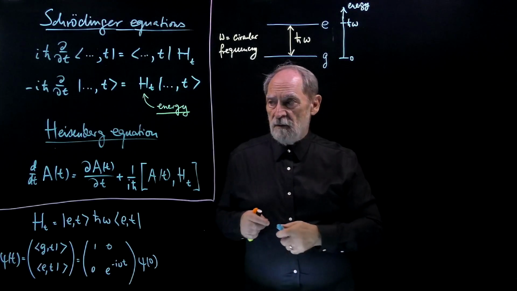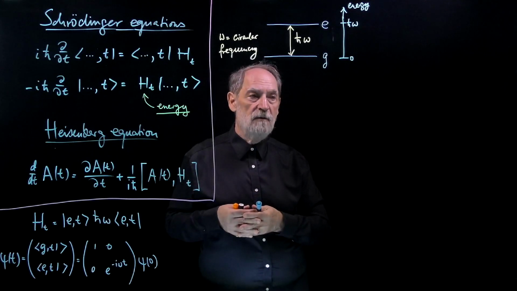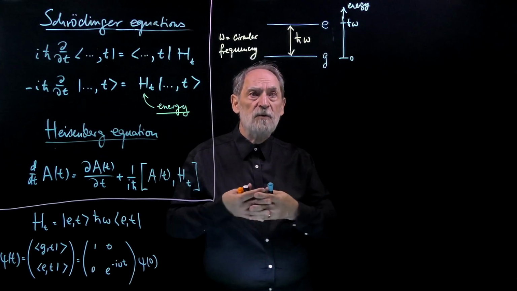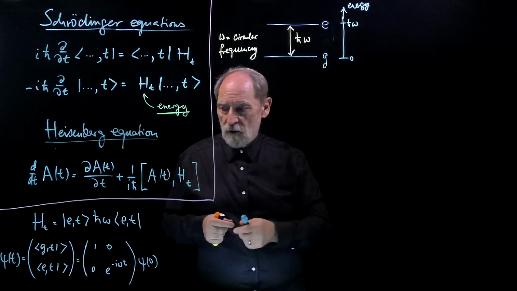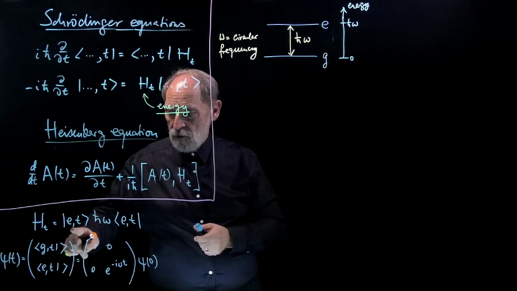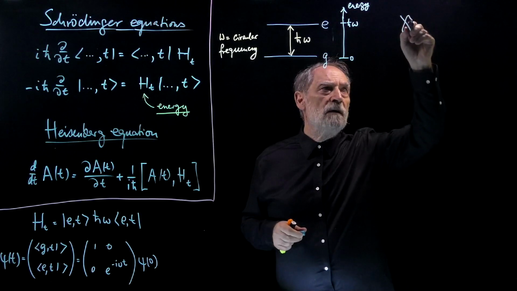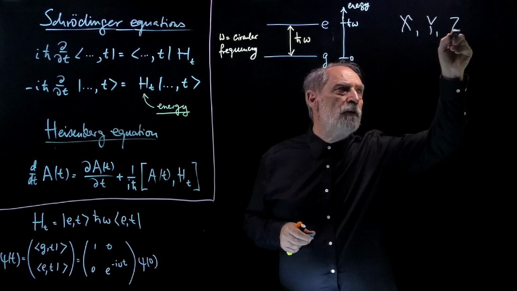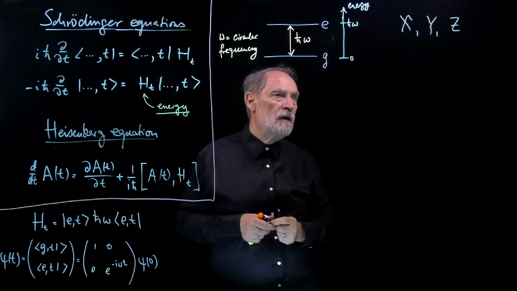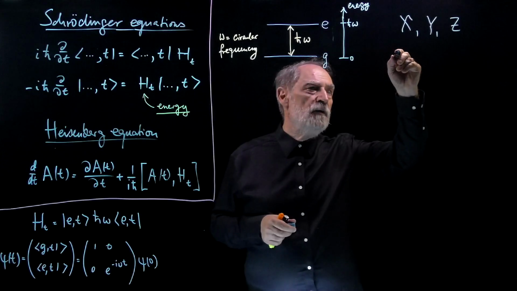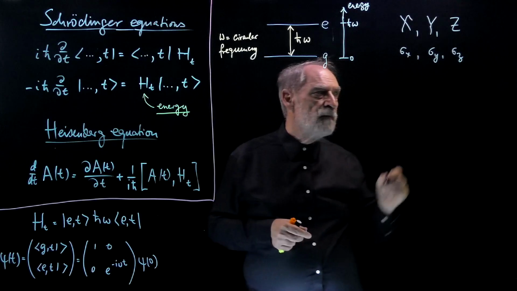Now it's a two-level system, so we should be able to use the machinery that we have developed for two-level systems, two-state systems, qubits, whatever is the terminology that you prefer. So we will now look at what are the operators here that will play the role of the qubit operators x, y, and z. Or, if we use the Pauli notation, sigma x, sigma y, and sigma z.